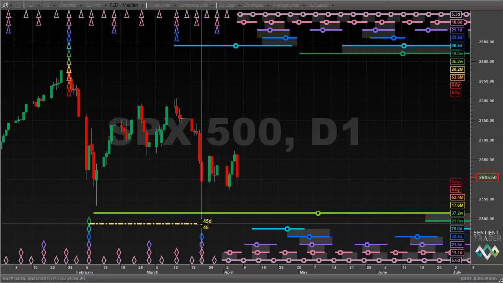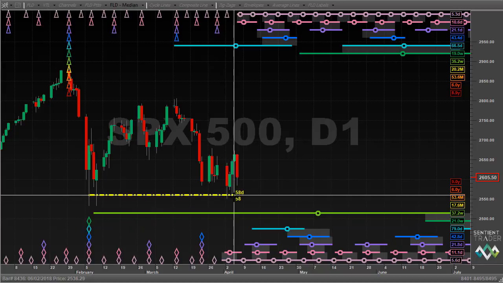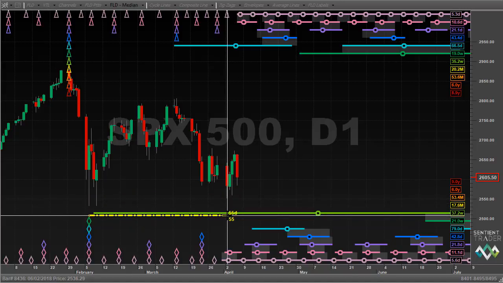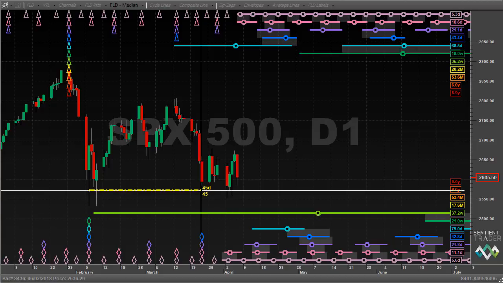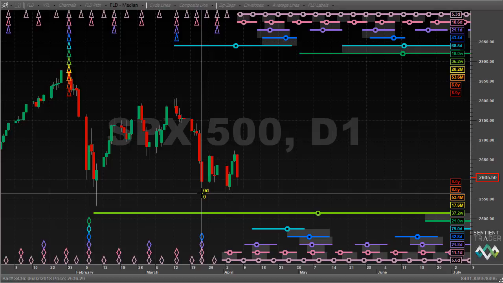Now that's really long for a 40-day cycle. The average length of a 40-day cycle is expected to be 34 days. So 45 is really long. It's kind of 30% long, but it's not impossible. There's another trough that formed, of course, last week on Monday, which was at 55 days. Well, 55 days really is a bit too long for a 40-day cycle, which is why Sentient Trader has positioned the 40-day cycle over here.